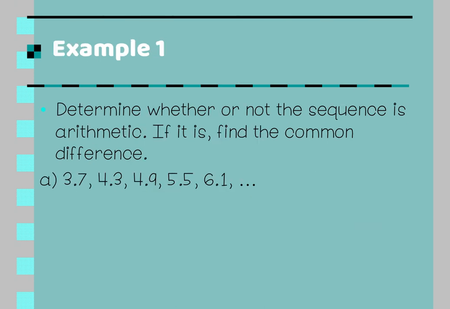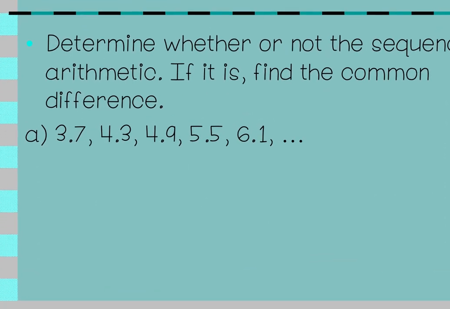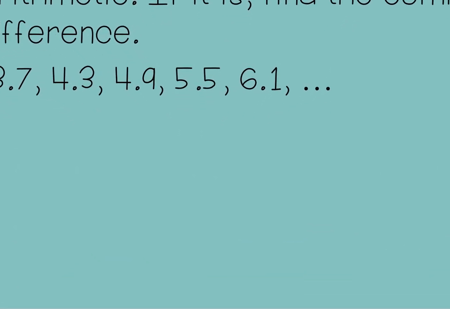Example 1 says determine whether or not the sequence is arithmetic, and if it is, find the common difference. So what we want to do here is basically see if I can add the same thing, or if I want to go right to left, I would do 4.3 minus 3.7, and it's 0.6. I would do 4.9 minus 4.3, it is also 0.6. 5.5 minus 4.9, 0.6, and 6.1 minus 5.5, 0.6.